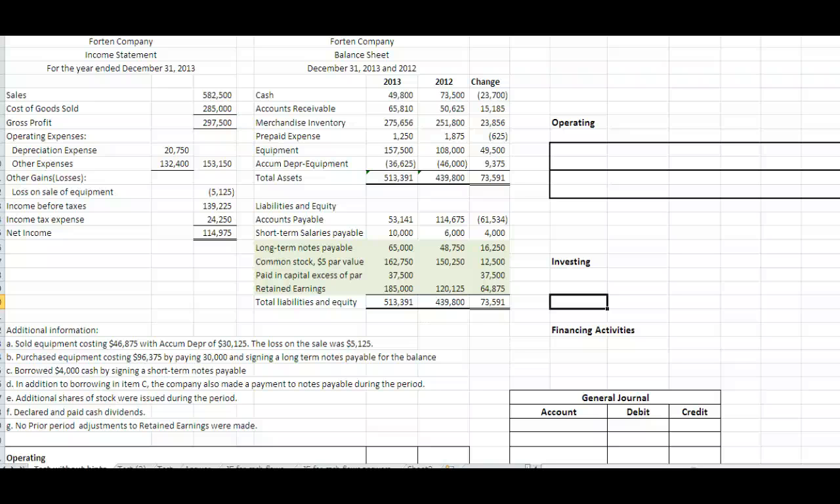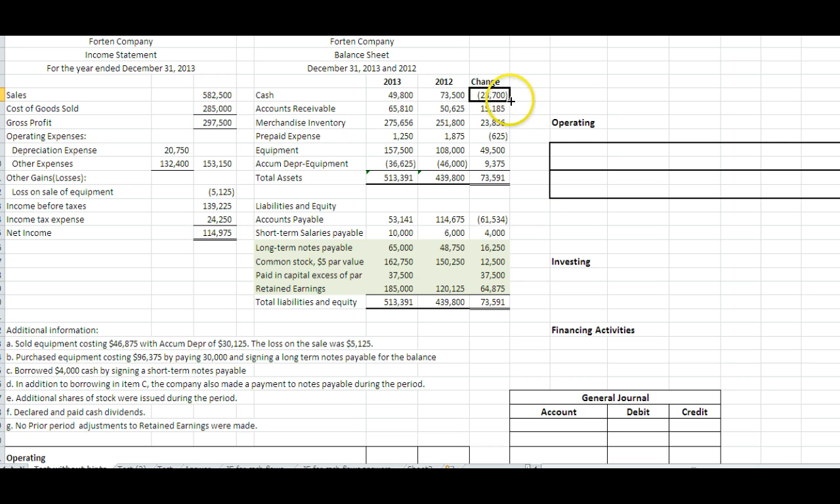Okay, this lecture is going to show you how to prepare a statement of cash flows. We're going to use the indirect method to prepare our statement of cash flows. A statement of cash flows is going to describe and categorize your change in cash flows for a period. Our period is the year from 2012 to 2013.